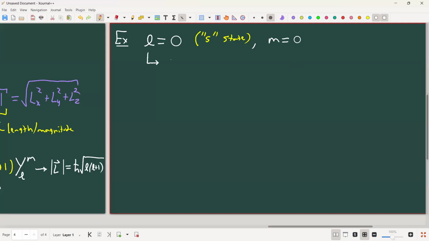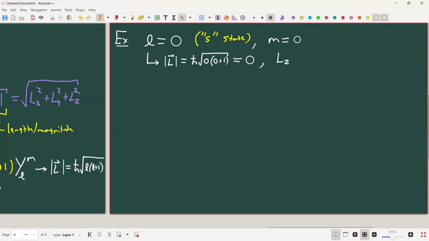So what does this mean? This means that the length of the angular momentum vector is h bar squared root of 0 times 0 plus 1, which is 0. And LZ by definition is 0. So that's a really nice function to draw. Remember, it's at fixed r. So we have some r vector here.